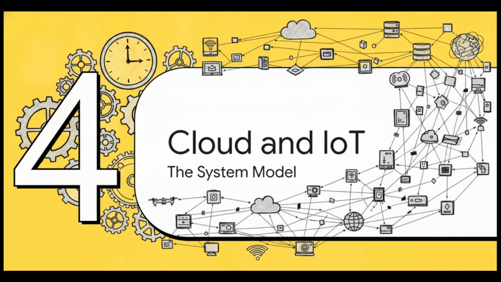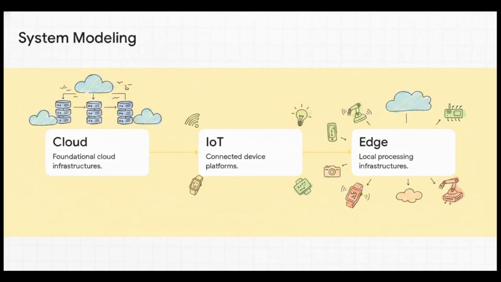All right, zooming out a bit for Section 4, Integrating Cloud and IoT, Building the System Model. Let's move on and see how this all builds together. Step 1 is our foundational layer, cloud infrastructures. Step 2 brings in the IoT platforms, the Internet of Things, which is basically all those connected smart devices out in the physical world. Finally, Step 3 layers in the edge infrastructures we've been geeking out about. Stacking these 3 layers creates the complete system modeling framework we need.